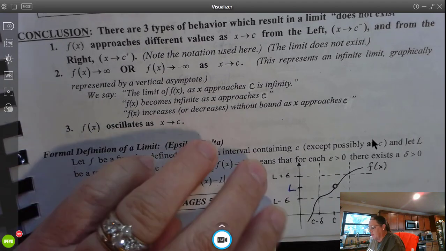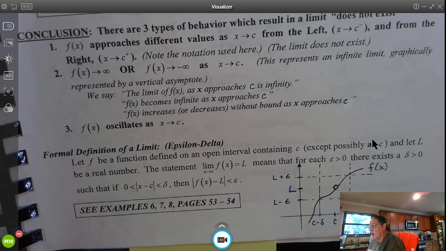Don't get too worried about this epsilon delta. Later in college, you'll probably have to do stuff with it depending on what track you take for your college pursuits.